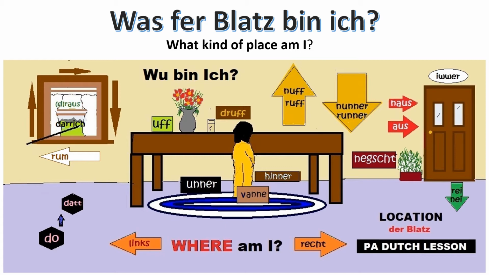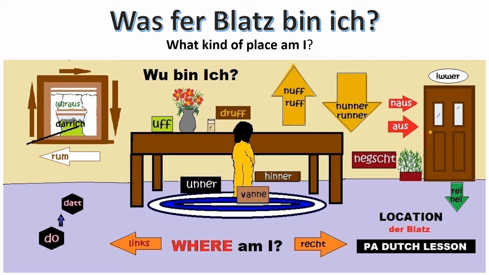Now, if you would turn around and immediately leave, or if you're going to leave later, you would be going out. Aus means out. Naus means outside. You're going outside. You're going out. Naus or aus is out. Now, if you're already outside, it's draus. This is called draus. It's cold outside. Or raus is the same thing.